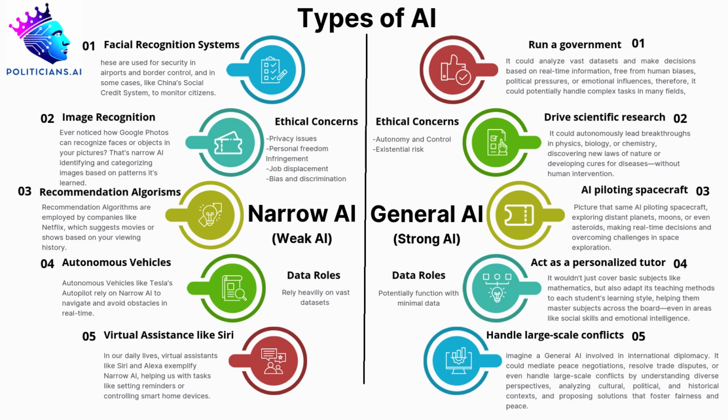Imagine a general AI that not only runs a government but also drives advanced scientific research. When we think of general AI running a government, it could analyze vast datasets and make decisions based on real-time information, free from human biases, political pressures, or emotional influences. Therefore, it could potentially handle complex tasks in many fields, such as economic policy, social welfare, environmental policy, crisis management, or legislative and judicial oversight.